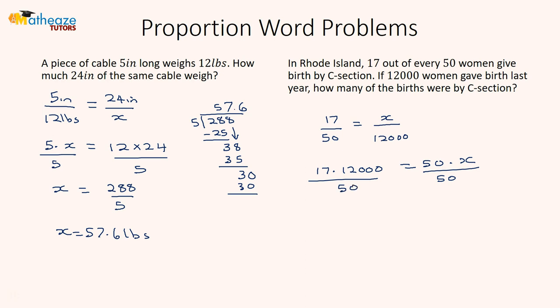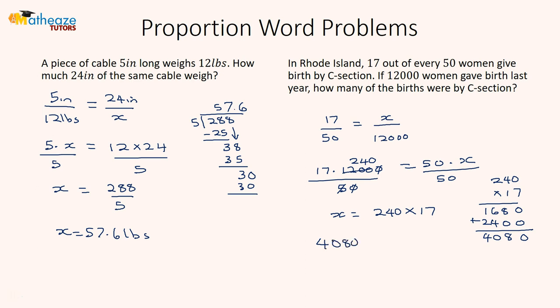Divide here by 50. So we have 0 crosses out here, 5 crosses out, and then we have 240. So we have x is equal to 240 times 17. Let's do that right here. 240 times 17. 7 times 0 is 0, 7 times 4 is 28, 8, carry 2, 7 times 2 is 14, 16. We put a 0 over here. 0, 4, 2. And then we add this together. We have 0, 8, 6 plus 4, 10. And then we have 4. So we have 4,080 C-section births.